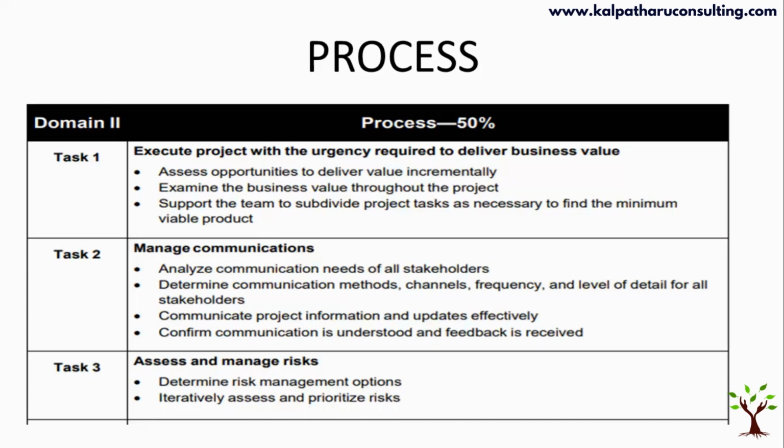In PMBOK 6, it is beautifully defined the steps involved in risk management. So first you plan your risk management. So you come out with a risk management plan. Then you identify the risk, through which you're going to come out with a risk register and risk report, where you're going to identify all the risk irrespective of the priority or the magnitude of the risk.